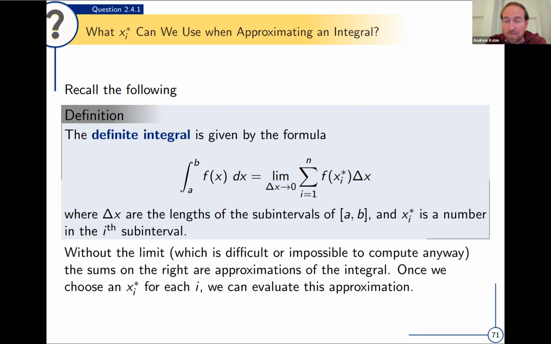And to compute each height of the rectangle, xi star is some number on the ith subinterval, from 1 to n, that's used to compute a height in order to compute the rectangular area. If we can't take a limit, which in general for very complicated functions could be difficult or even impossible to compute, the sums on the right, just finite sums of areas of a finite number of rectangles, are actually approximations to this area.